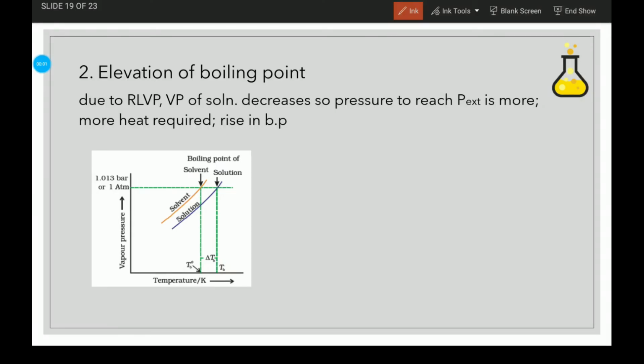The second colligative property is the elevation of boiling point. Let us first understand what boiling point is. Boiling point is the temperature at which the vapor pressure of the liquid becomes equal to the external pressure or the atmospheric pressure. With this knowledge, we understand that due to RLVP, the vapor pressure of the solution decreases. So, the temperature needed to reach the external pressure is higher, more heat is required, and thus there is a rise in the boiling point.